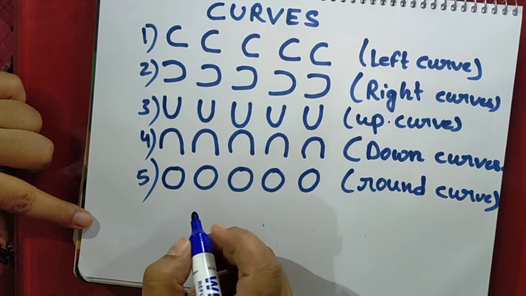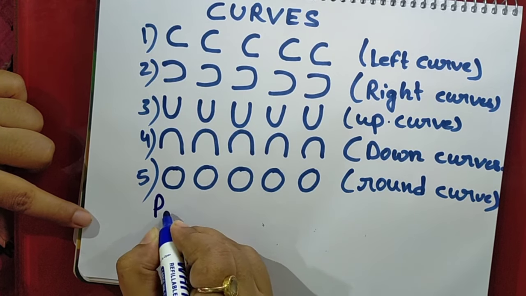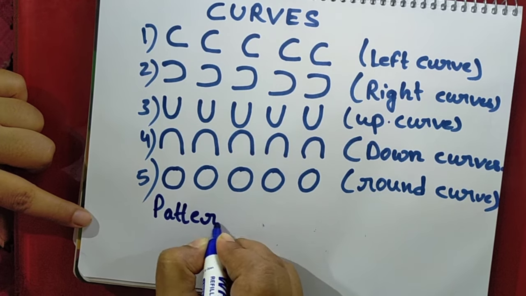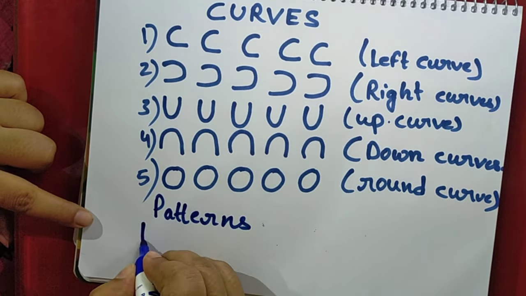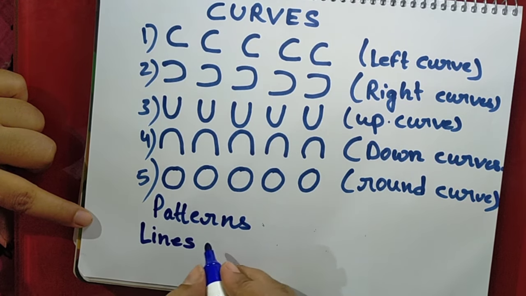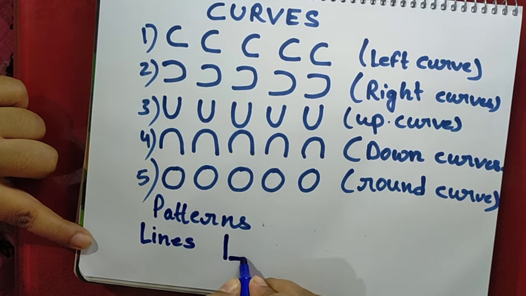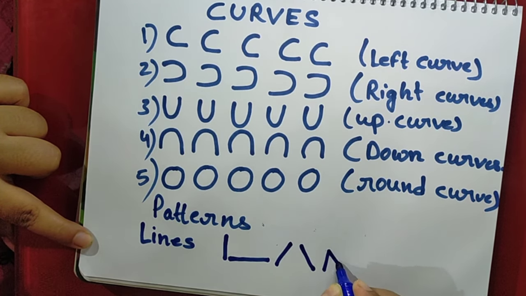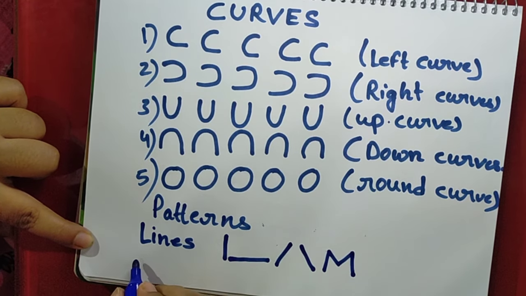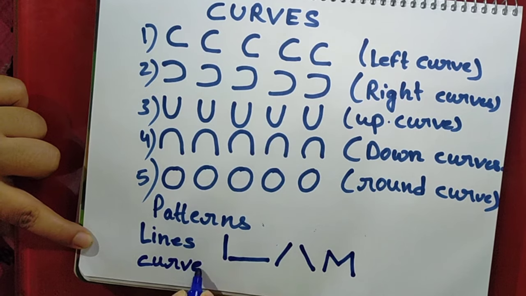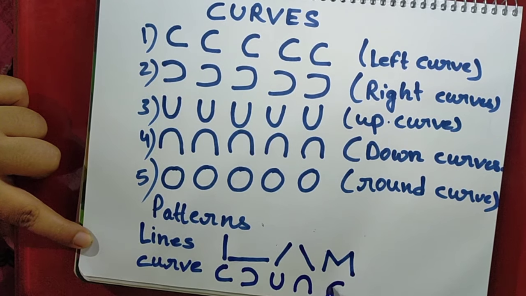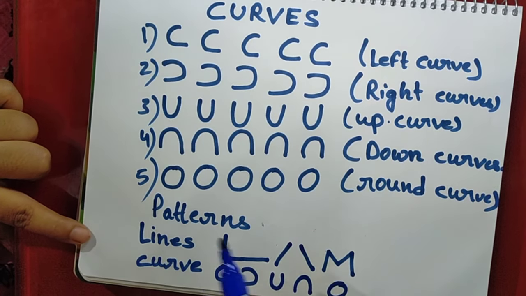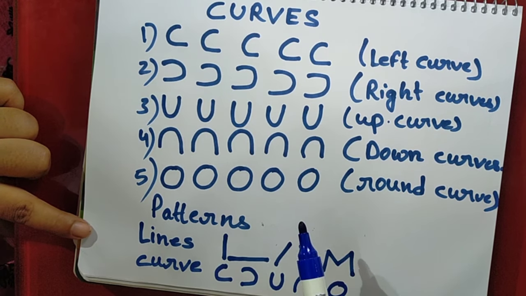Now let's draw all the patterns together. This is line: standing, sleeping, left slanting, right slanting line, and up and down. Okay? Curve. Left curve, right curve, up curve, down curve, and round. So these are all 10 patterns, okay, and all these patterns are also called strokes.